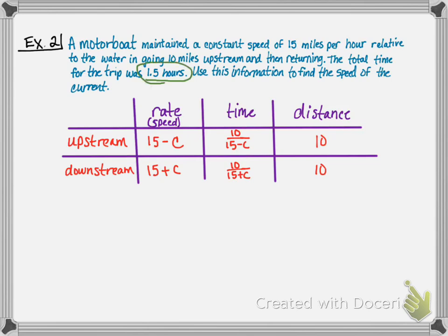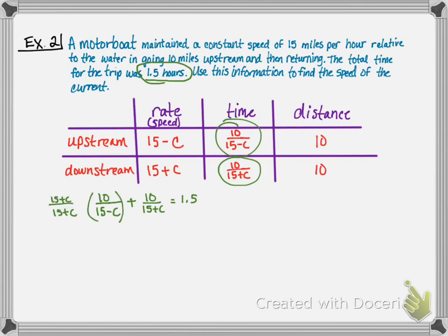We know that the total journey was 1.5 hours. So the time it takes to go upstream plus the time it takes to go downstream needs to equal 1.5 hours. So time upstream is 10 over 15 minus c, plus time downstream is 10 over 15 plus c, and that adds to equal 1.5. Okay, now we just need to solve this equation for c.